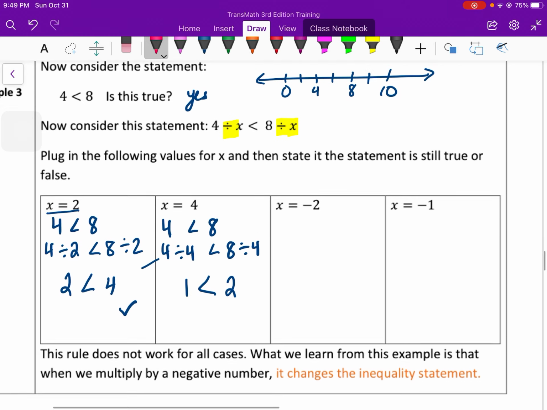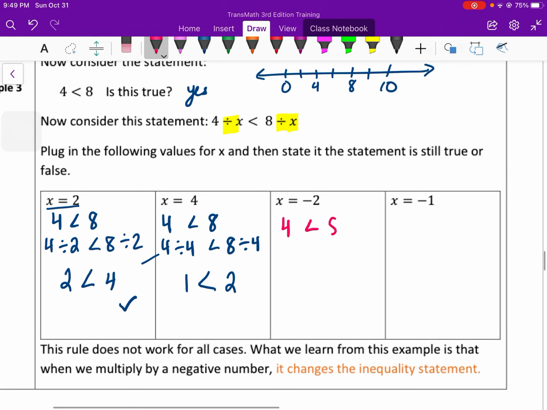Let's try it with the negatives. 4 is less than 8. That is a true statement. Is 4 divided by negative 2 less than 8 divided by negative 2? Well, 4 divided by negative 2, just like 4 divided by 2 is 2, is negative 2 because it's a positive divided by a negative. And then 8 divided by negative 2 would be negative 4. And is negative 2 less than negative 4? That's incorrect. Negative 2 is actually bigger than negative 4.